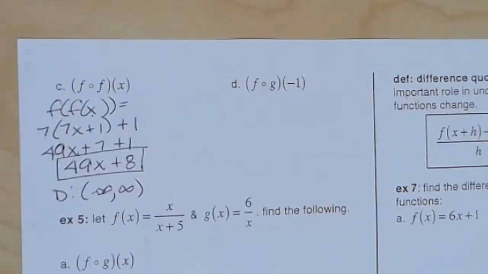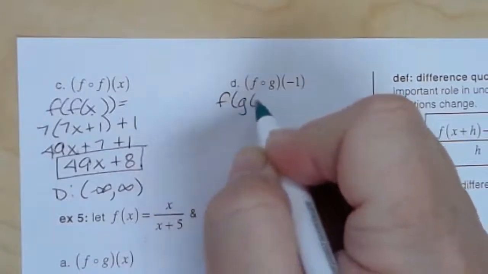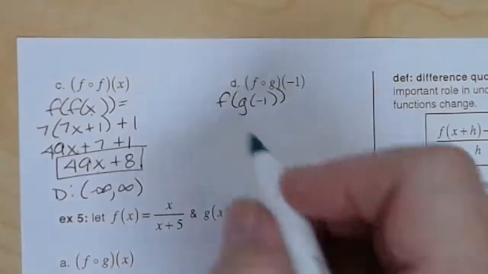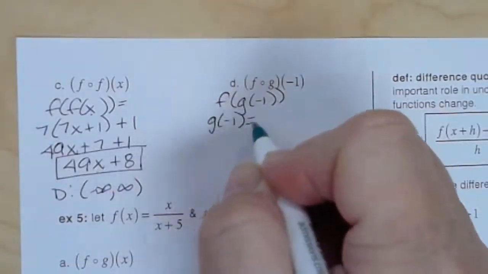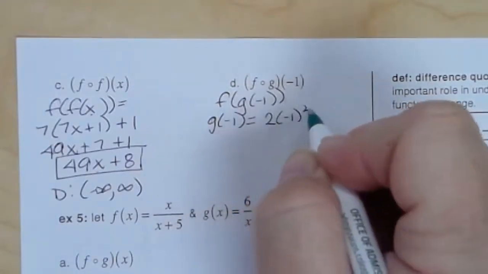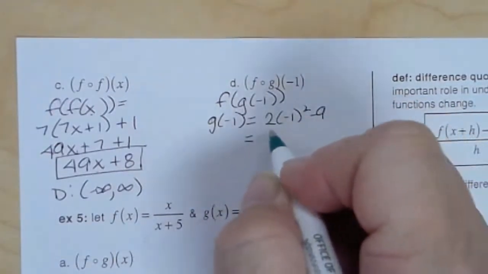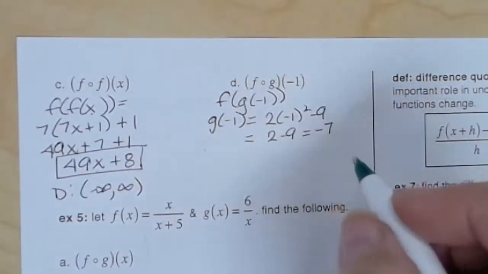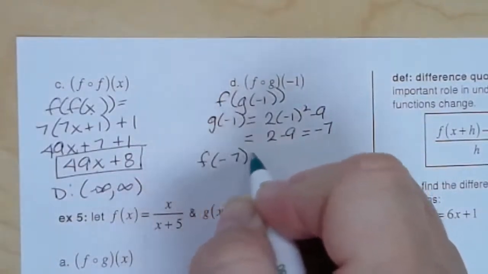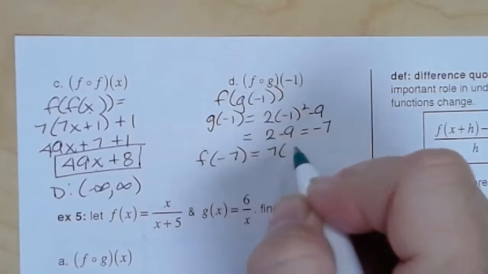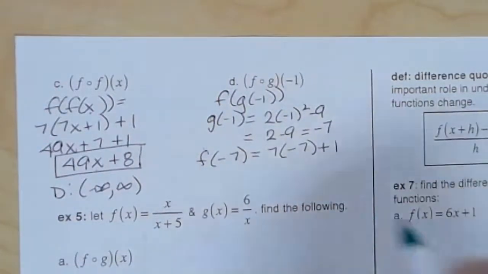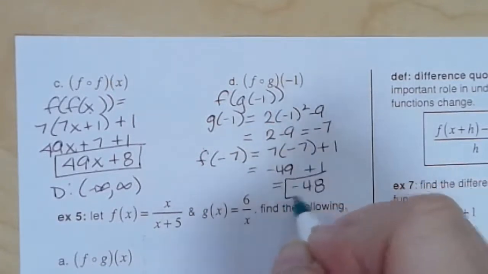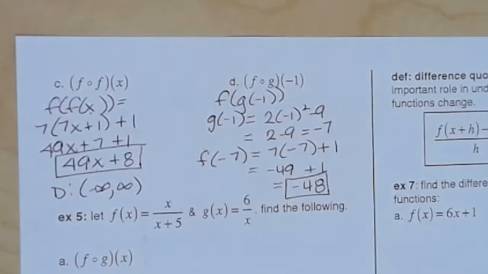Now we go to the next one. This means f of g of -1. So first thing I have to do is g of -1. So g of -1 would be 2 times (-1) squared minus 9, which equals 2 minus 9, which equals -7. Once I've got that, I'm going to do f of -7. So f of -7 would be 7 times -7 plus 1, -49 plus 1, which equals -48. So my final answer is -48.